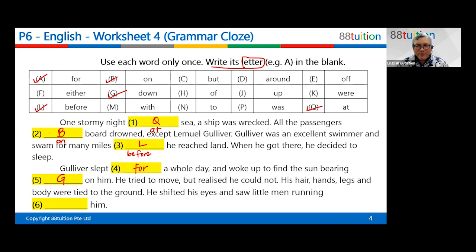He woke up to find the sun bearing down on him, right? The sun bears down because the sun is high in the sky. And he tried to move, but realized he could not. His hair, his hands, legs, and body were tied to the ground. He shifted his eyes and saw little men running. So what is the answer for number 6?